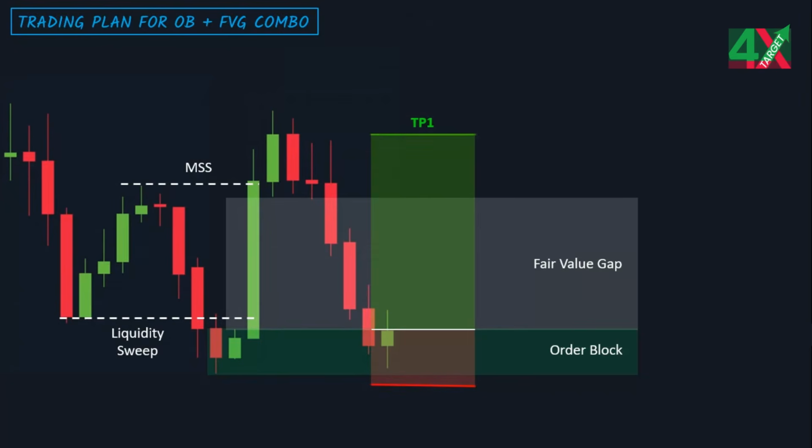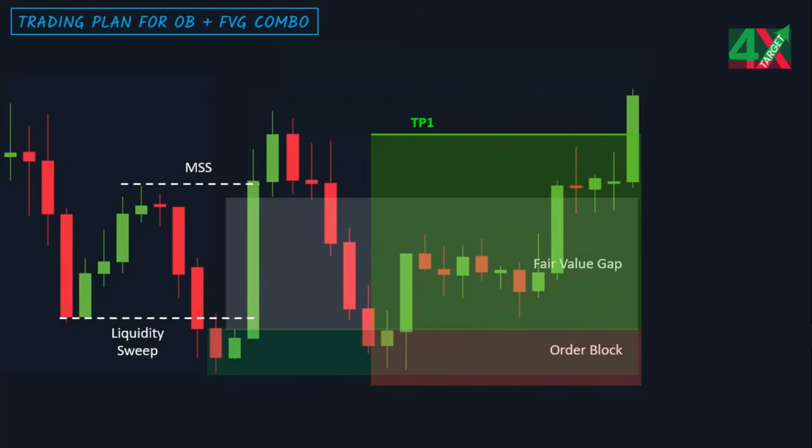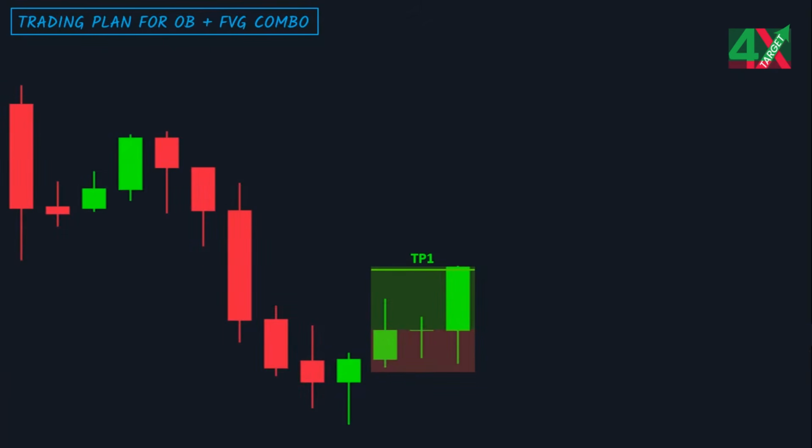For take profit, the first logical target should always be the nearest liquidity pool. This could be equal highs, equal lows, or a recent swing point where stop orders are likely resting. Hitting this level gives you TP1, a partial exit that locks in profits and reduces risk. From there, the focus shifts to higher timeframe key levels such as major support, resistance, or well-defined supply and demand zones. These areas serve as TP2, offering the opportunity to capture larger directional moves.